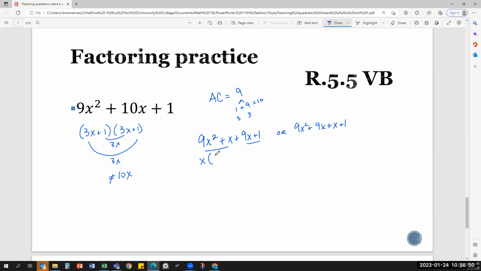So I can factor out an x in this first option from the first two terms and have a 9x plus 1, and then factor out a 1 to have the other 9x plus 1 and get the two factors of x plus 1 times 9x plus 1. With the other version, I factor out a 9x from the first two terms, leaving x plus 1, and then a 1 from the last two terms, and get the same two factors.